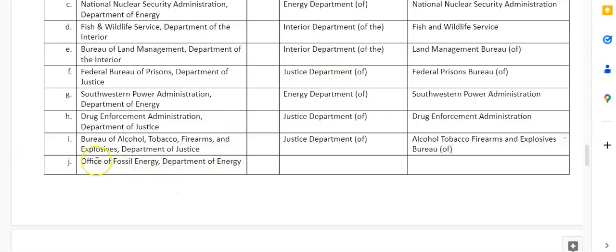Finally, for letter J, we have Office of Fossil Energy, which is part of the Department of Energy. So Energy, Department of. And for the office name, Fossil Energy is the name of the office. So it'll be written as Fossil Energy, Office of.